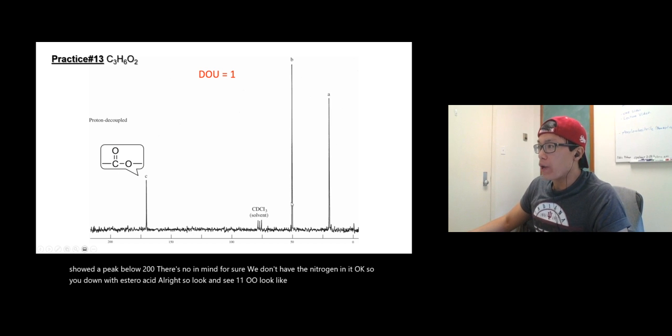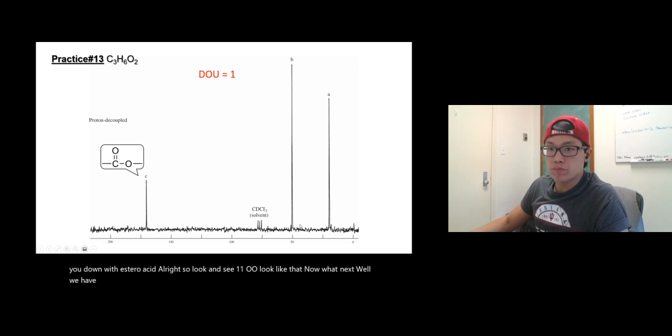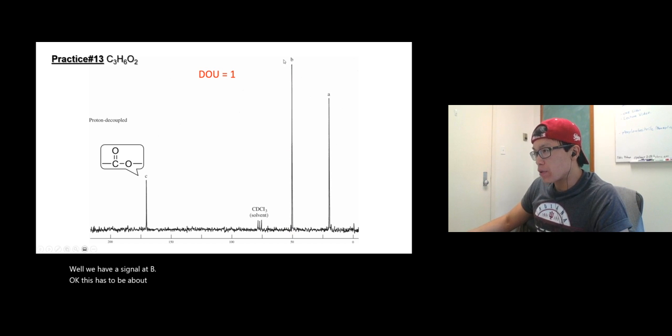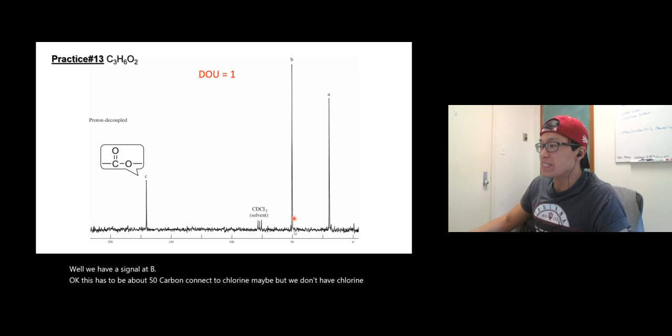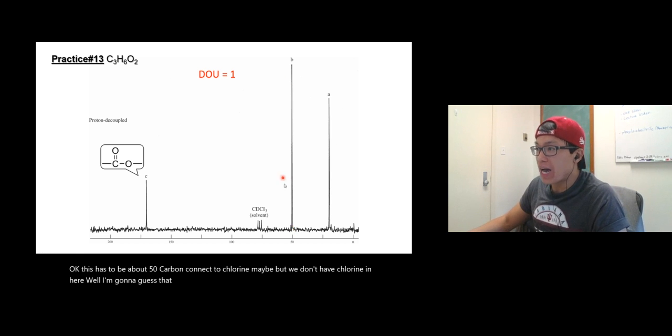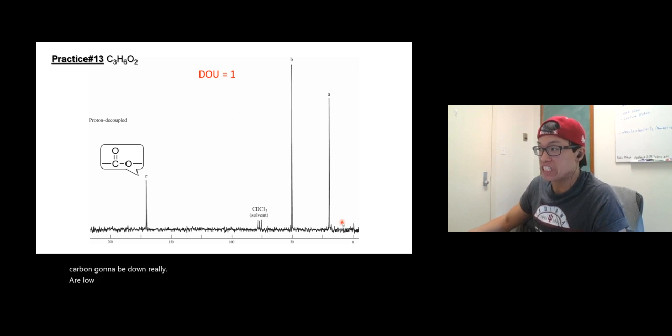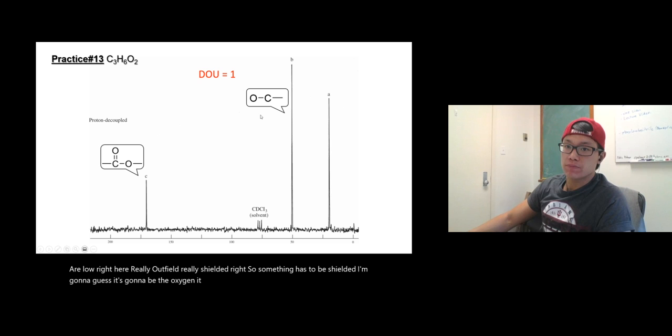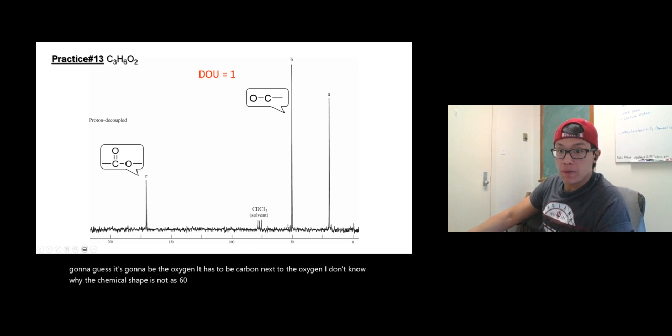Now what next? Well, we have a signal at B. This has to be about 50, carbon connected to chlorine, maybe, but we don't have chlorine in here. Well, I'm going to guess that something has to de-shield this carbon. Otherwise, this carbon is going to be really down low, really upfield, really shielded. So something has to de-shield it. I'm going to guess it's going to be the oxygen. It has to be a carbon next to the oxygen. I don't know why the chemical shift is not a 60, but it's the only explanation.